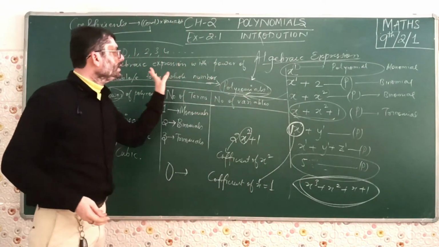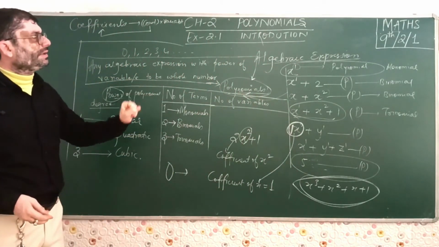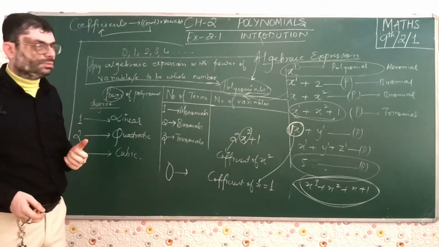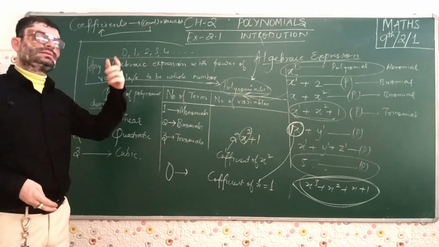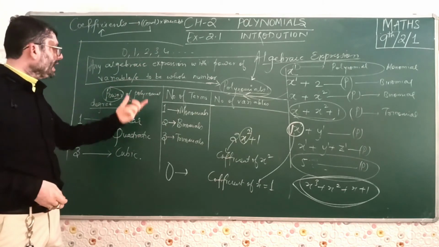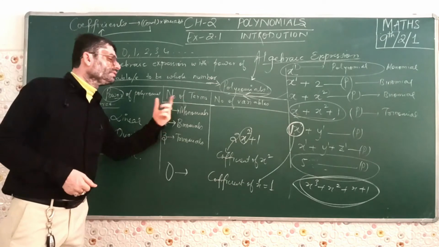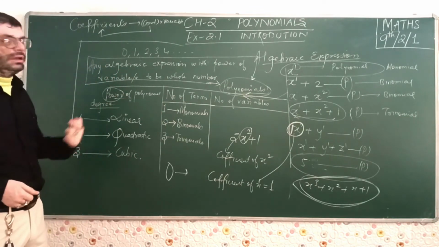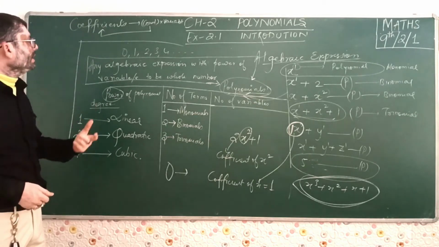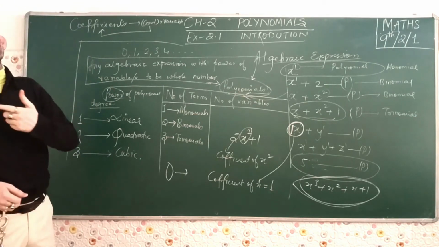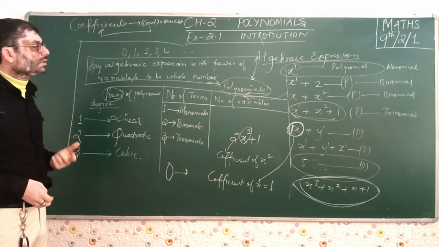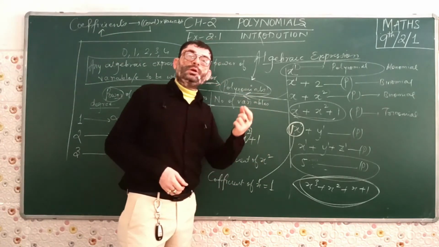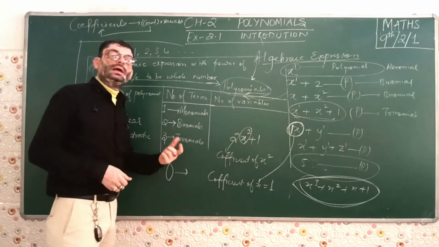Now in this introduction part, we have discussed various things regarding algebraic expressions. What are polynomials, algebraic expressions in terms of polynomials, types of polynomials on the basis of number of terms, and types of polynomials on the basis of degree. We have learned regarding coefficients, how to check whether a given algebraic expression is a polynomial or not. We have also learned polynomials of one variable, polynomials of more than one variable, and so on.